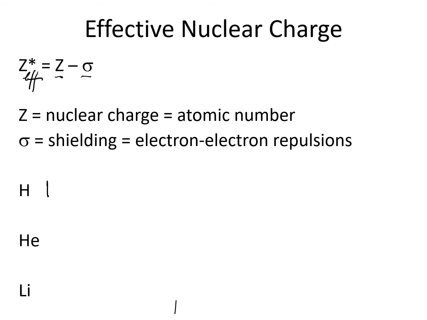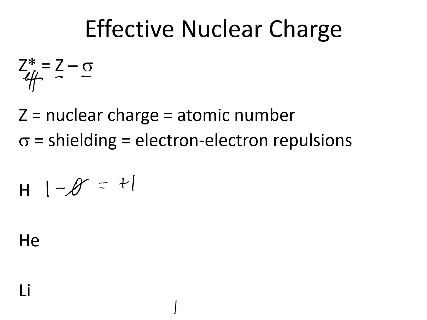Highest n value is 1. There aren't any principal energy levels below it, so there are absolutely 0 shielding electrons in hydrogen. So the charge that the electron in hydrogen feels from the nucleus is a +1.